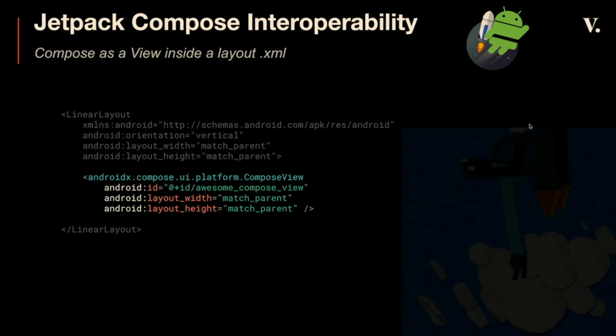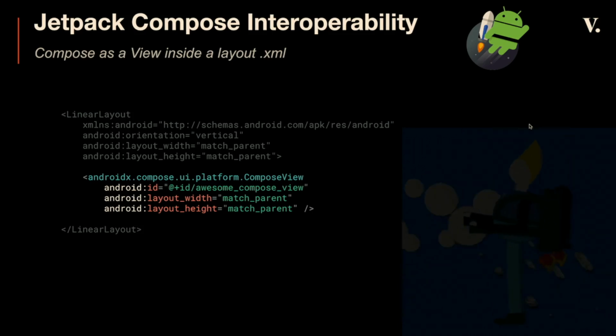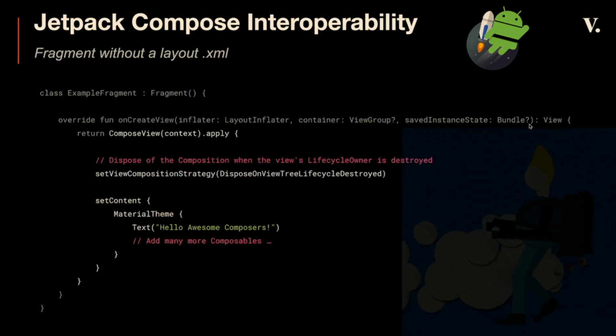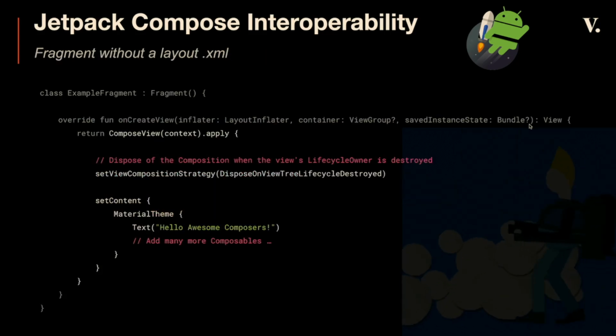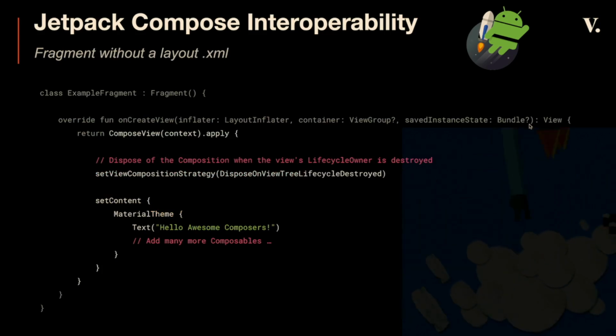First thing, compose interoperability. So if we want to have compose in our fragments, it's as simple as adding this compose view. Then we can retrieve it in our fragments or activities and add any composables we want. But if you hate XML in Android, and I guess you do, so in a fragment, we can get rid of the XML layout and return directly a compose view.